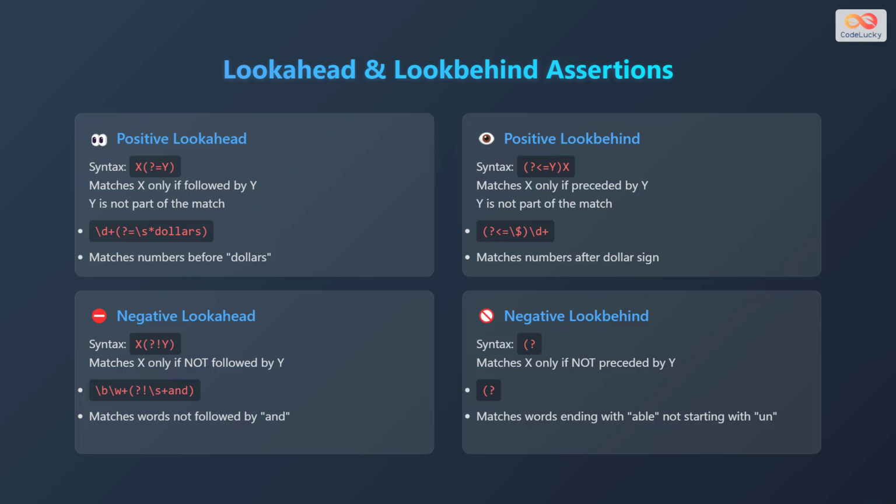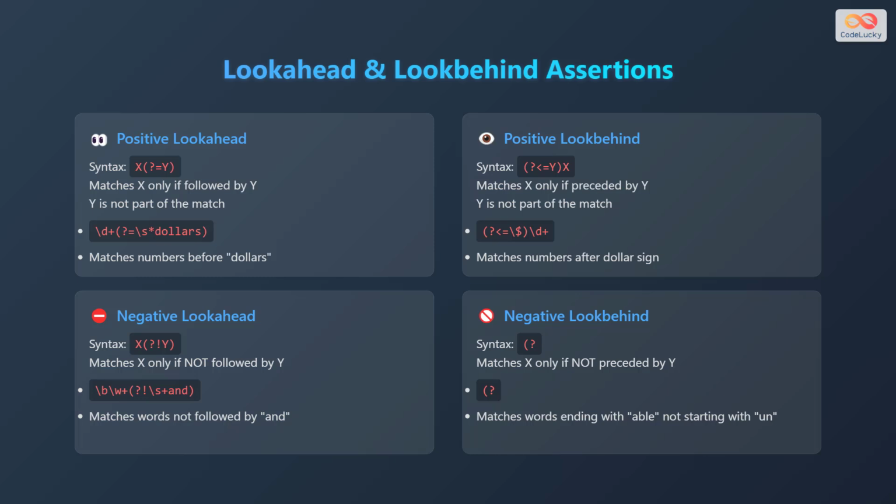Negative lookahead uses the syntax x(?!y). It matches x only if it is not followed by y. For example, \b\w+(?!\s+and) will match words that are not followed by a space and the word and.